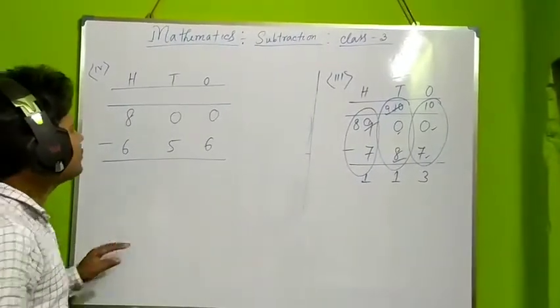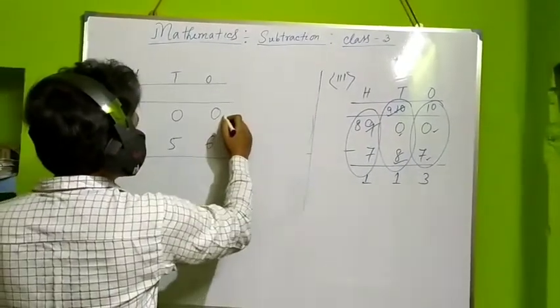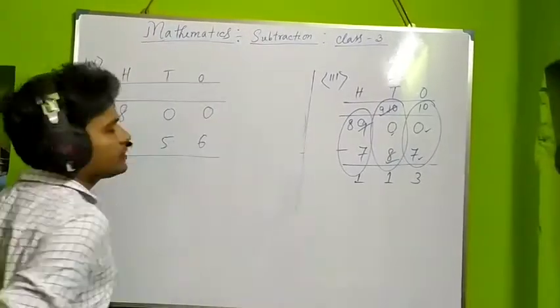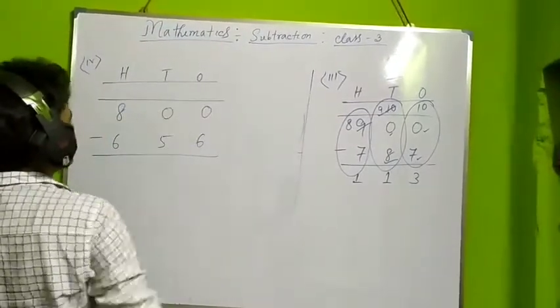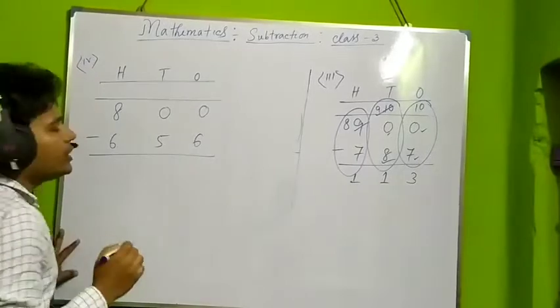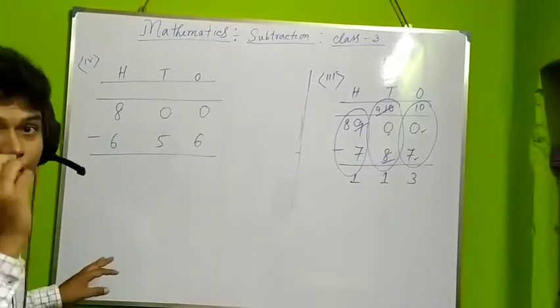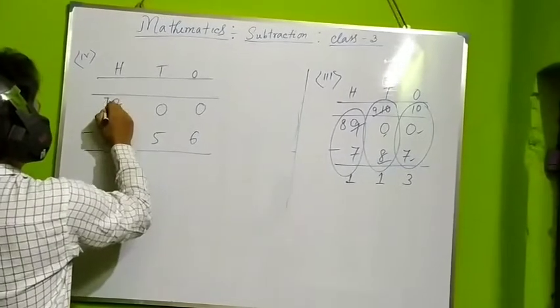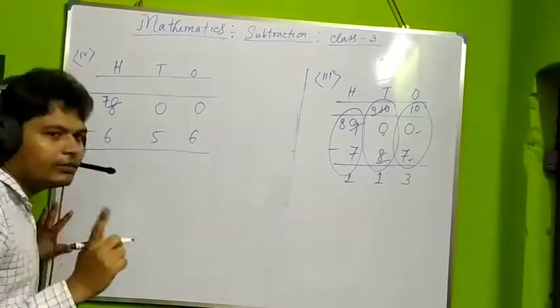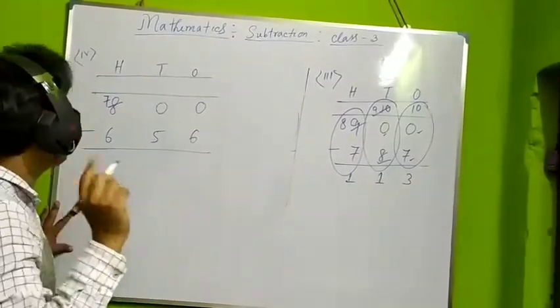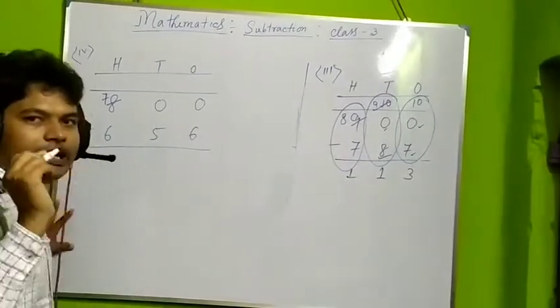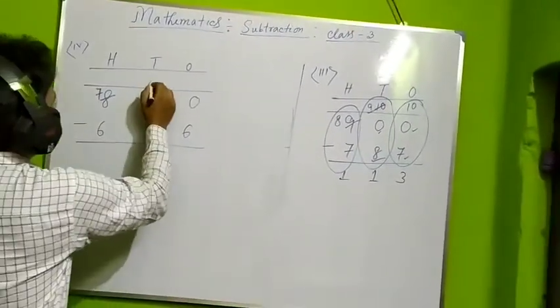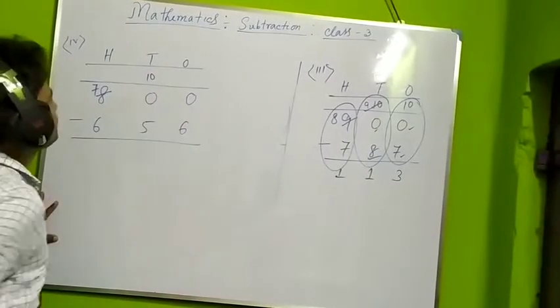So here also the same condition. In the minuend at the 1's place, here is 0, and at the 10's place also 0. Then we have to borrow 1 from 100's place. So 8 converts to 7 after giving 100. When we write this 100 at 10's place, then we have to write down here 10.